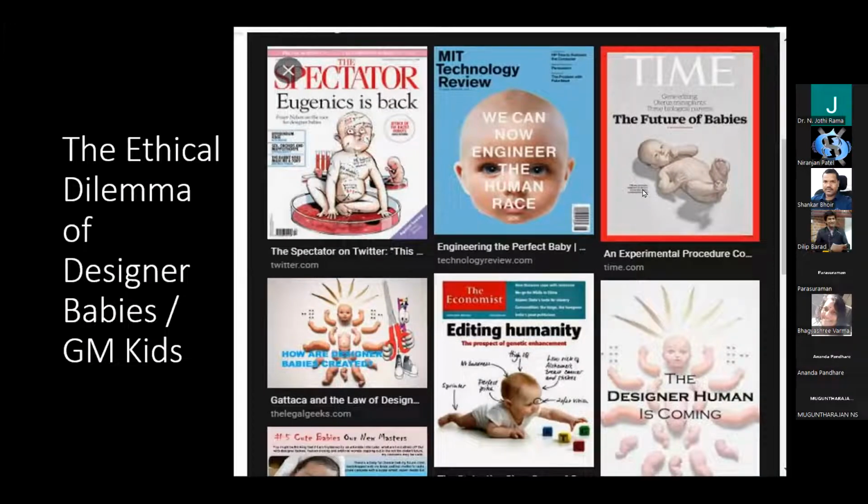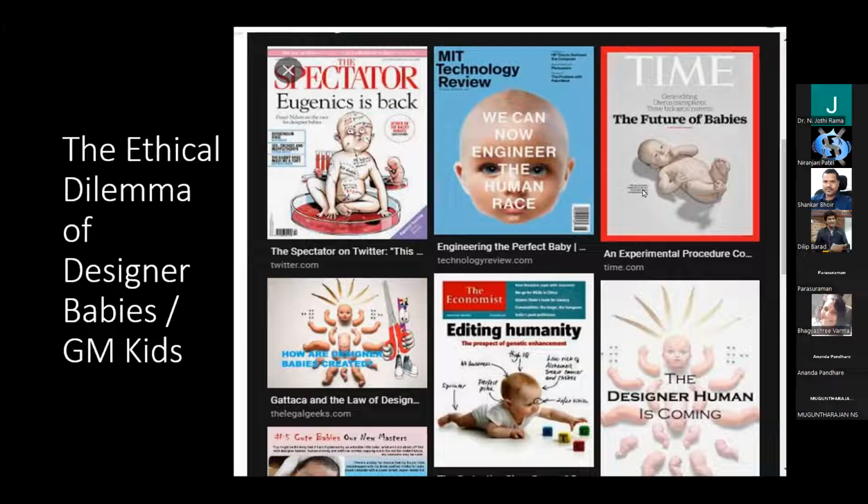We move towards the idea of designer babies also now. So genetically modified humans. There is a very interesting ethical dilemma about it: should we go in this direction or not? For example, if I love the eyes of a cat and I want those eyes to be given to my child, or I like tiger fur on the body and I want to give that to my child.